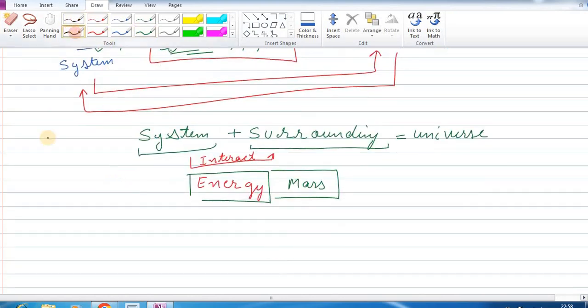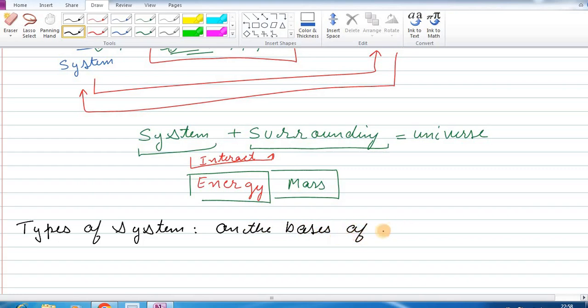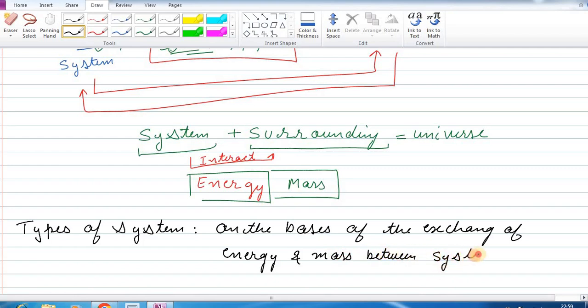So, types of systems, on the basis of the exchange of energy and mass between system and surrounding.